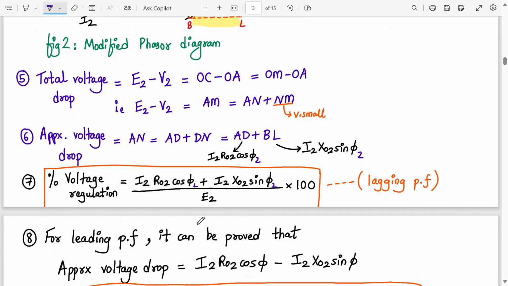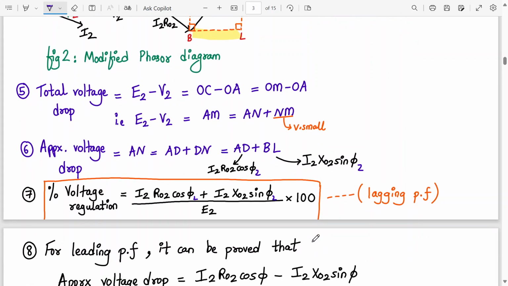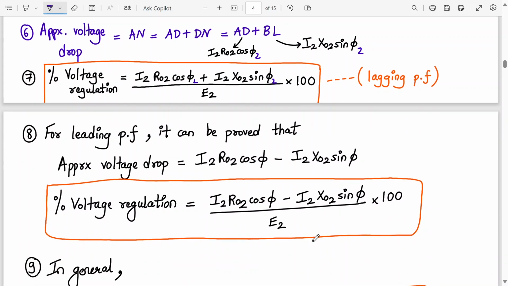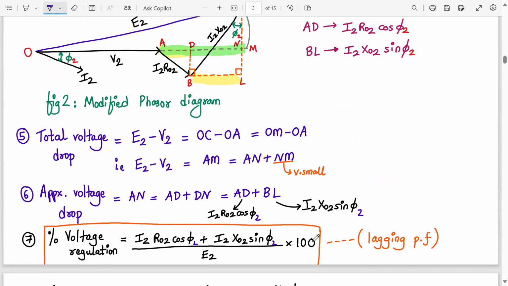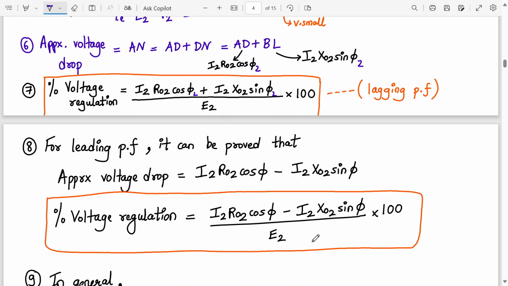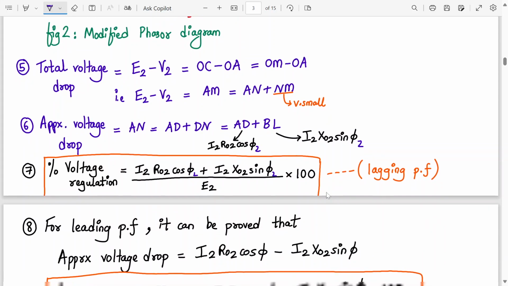So the percentage load regulation will be AD plus BL, that is I2 RO2 cos phi 2 plus I2 XO2 sin phi 2, divided by E2, into 100. So please write down this formula. Yes, it should be plus. Fine, it is fine for lagging power factor.